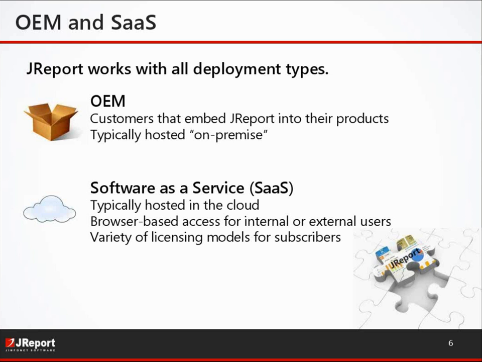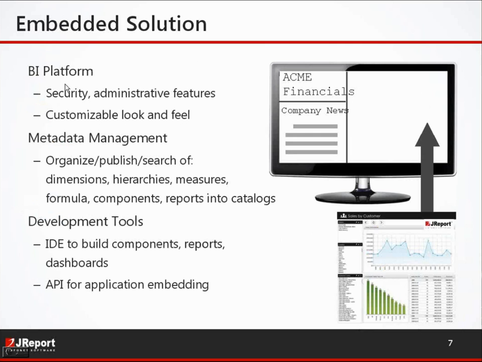Now, I said that the most important area where we shine is embeddability, and most of our OEM customers and even SaaS customers are using us in embedded fashion. So let's talk about our embedded solution. JReport is a BI platform. It is an enterprise-ready BI platform that offers all the security and the administrative features that enterprises demand. And it has a look and feel that can be completely customized to seamlessly integrate into your host application.